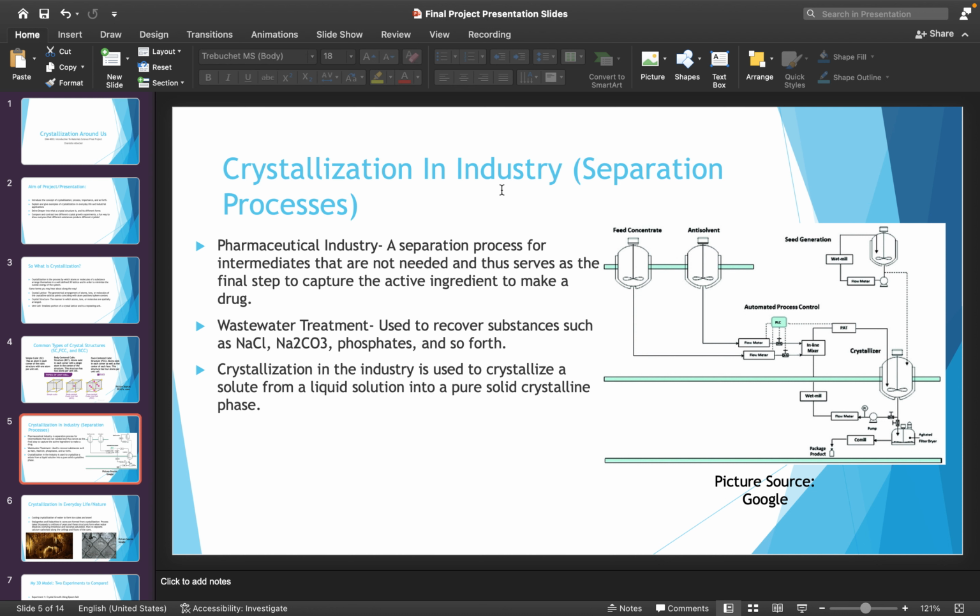So crystallization is often performed in industrial applications as a separation process. For example, in the pharmaceutical industry, it is used as a separation process for intermediates that are not needed and thus serves as the final step to capture the active ingredient to make a drug. Crystallization is also used in wastewater treatment. It is used to recover substances such as NaCl, Na2CO3, phosphates, and so forth to make sure that wastewater is less toxic to the environment.